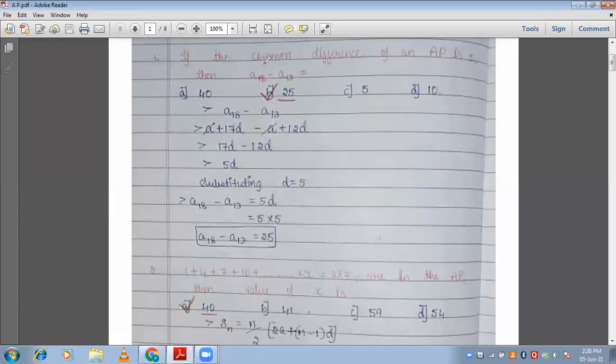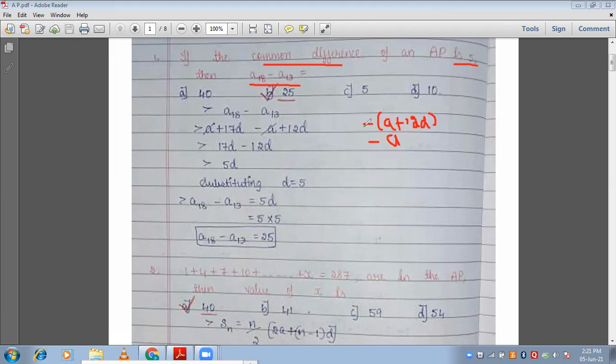Here the given common difference is 5. Then you need to find out A18 minus A13. A18 is A plus 17D, minus A13 which is A plus 12D. If you multiply this out, you will get A plus 17D minus A minus 12D. So A minus A gets cancelled. 17D minus 12D is 5D.